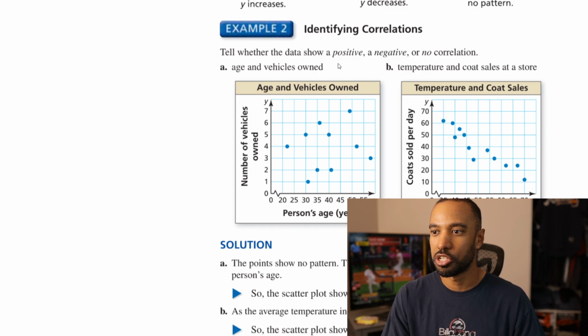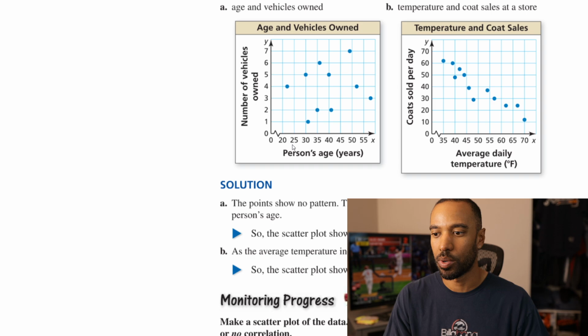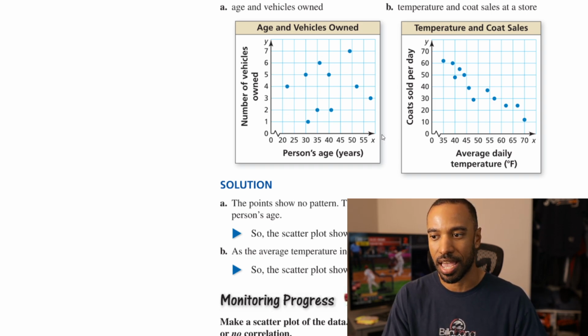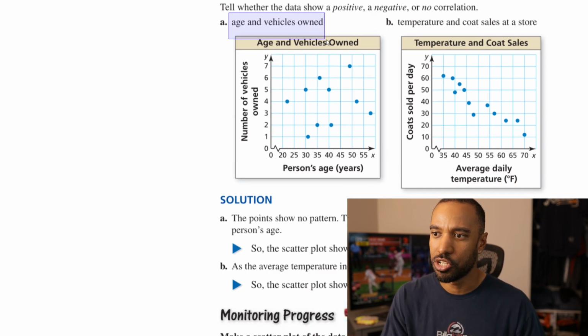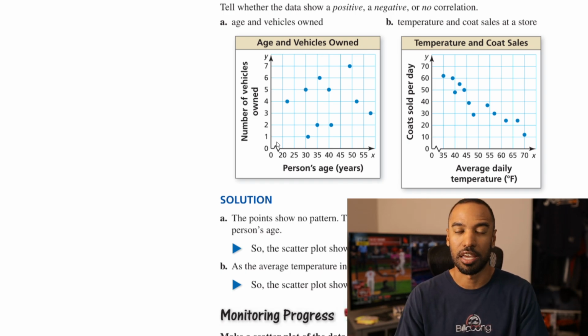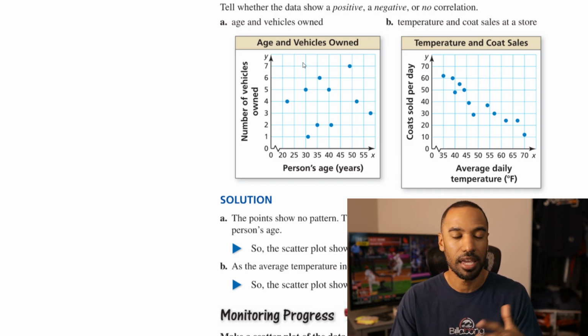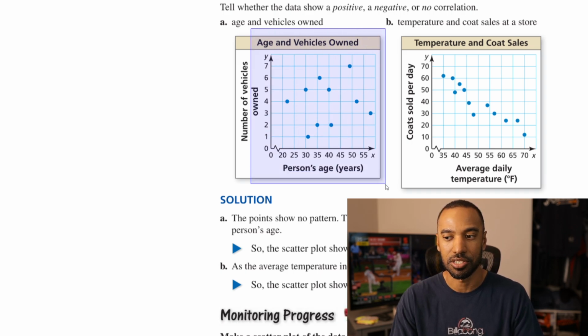So identifying correlations, tell whether the data shows a positive, negative, or no correlation. This first one, clearly there's no actual pattern here where, as X goes over, how does Y go? And what was this relationship, by the way? Age and vehicles owned, how old you are and how many vehicles you've owned, which is kind of interesting. I've only owned 2 vehicles in my life, but it's interesting. You'd think that the older you are, the more vehicles you've owned in your life, but maybe some people traditionally keep them. Look, this is a small sample size, but there's no correlation in this set here.